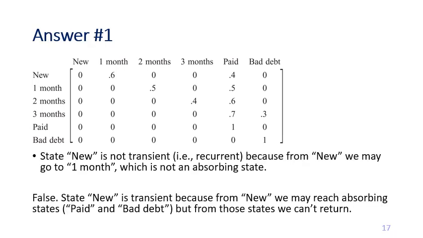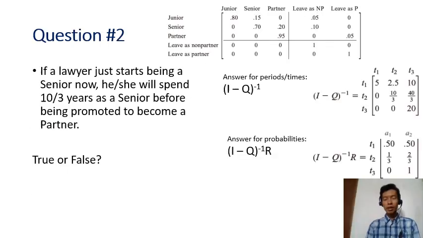The answer is false. State new is transient because from the state new we may eventually reach absorbing states, paid and bad debt, and from these states we cannot return. Now the second question: if a lawyer just starts being a senior now, he or she will spend 10/3 years as a senior before being promoted to become a partner. Is this statement true or false? So this question is asking about this number 10/3 here.